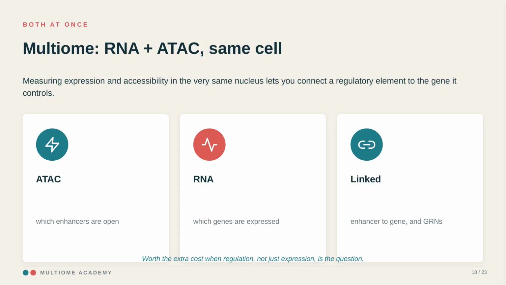That's multi-exon. Because expression and accessibility come from the same cell, you can connect a regulatory element to the gene it controls and build gene regulatory networks. It costs more, but it's worth it when regulation, not just expression, is the question.